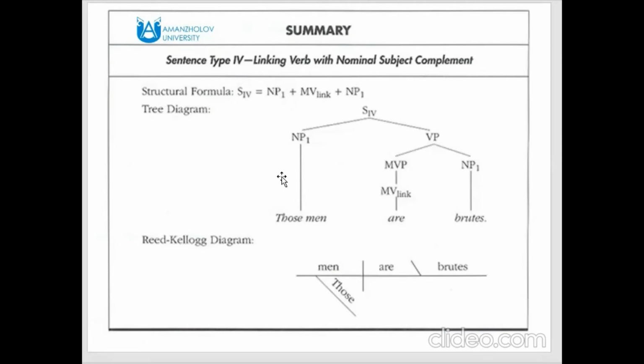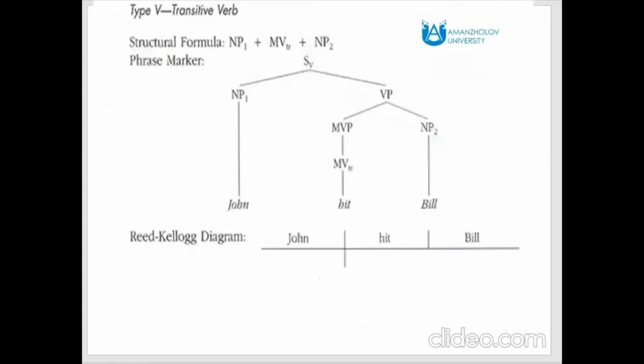For example, the linking verb are in the sentence, those men are brutes, is followed by the noun brutes, which is functioning as the subject complement. Both the subject, those men, and the subject complement, brutes, have the same referent. They refer to the same people, and brutes describes those men. The terms predicate adjective and predicate nominative are useful in English to distinguish adjectival subject complements in type 3 sentences from nominal complements in type 4 sentences.